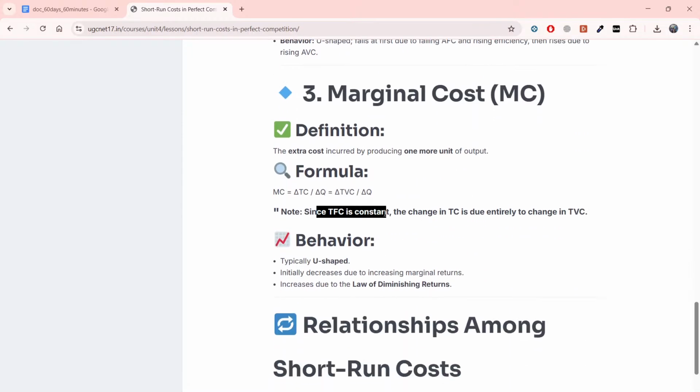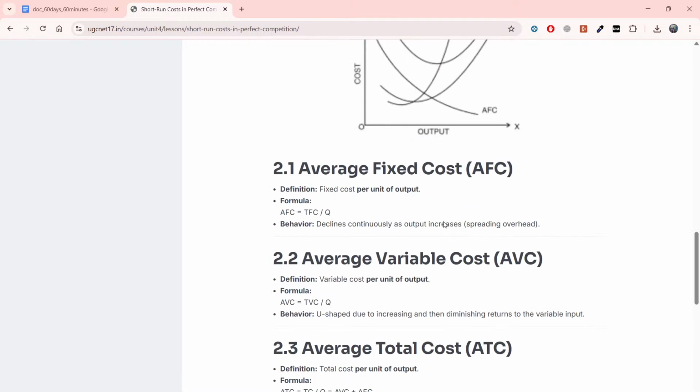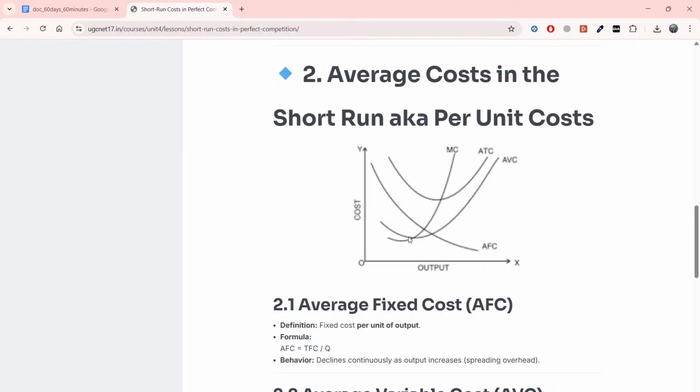Since TFC is constant, in total, the total fixed cost is constant. The change in total cost is entirely due to the change in TVC, right? So that's why you can see that it is taking somewhat the shape of TVC. MC looks similar to AC.